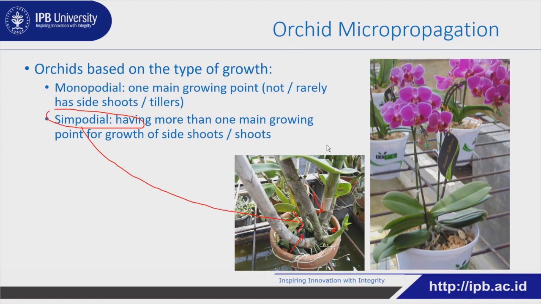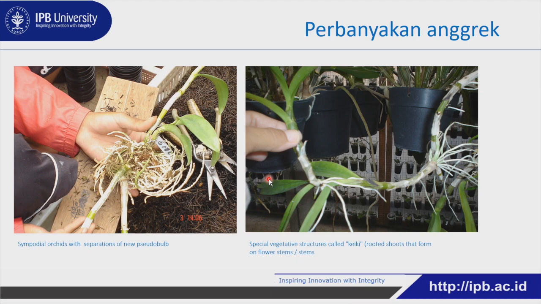So in the conventional way, of course, the propagation of the sympodial is easier compared to the monopodial. Therefore, the price of this type of orchid is usually higher compared to the sympodial type. For the sympodial type, for instance, we can separate the new shadow bulb, or we can cut the structure called keiki, or root shoot, that forms on the flower stem.